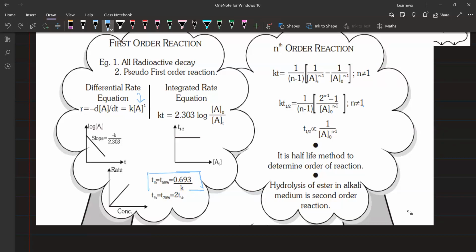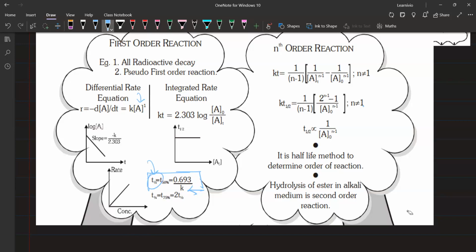So whenever you have been given the value of t half, you also have been given the value of K. They are not going to give you t half and ask K. They will not give you K and ask t half. Okay? They will ask something beyond that.